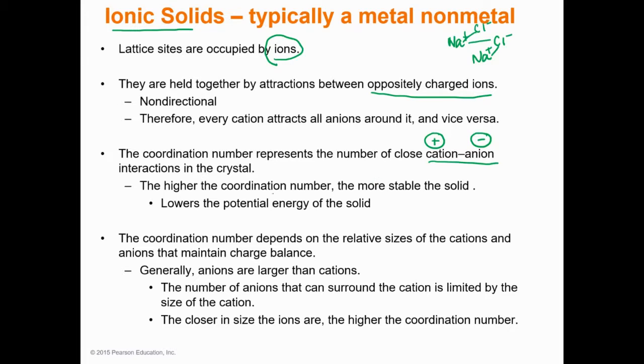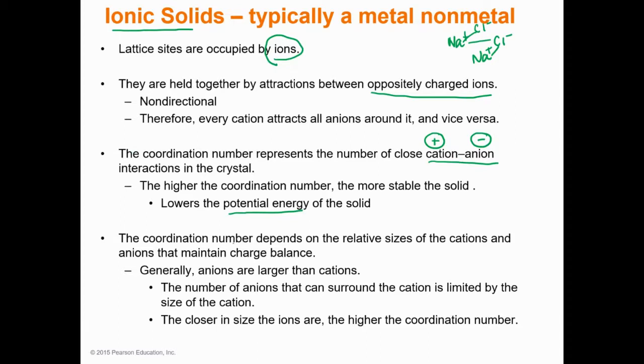When there's more attraction, we have lower potential energy. Remember, energy is key to stability. So the lower the energy, the more stable something is. So that means the higher the coordination number, the more interaction between the cations and anions, which lowers the energy, therefore making it more stable.